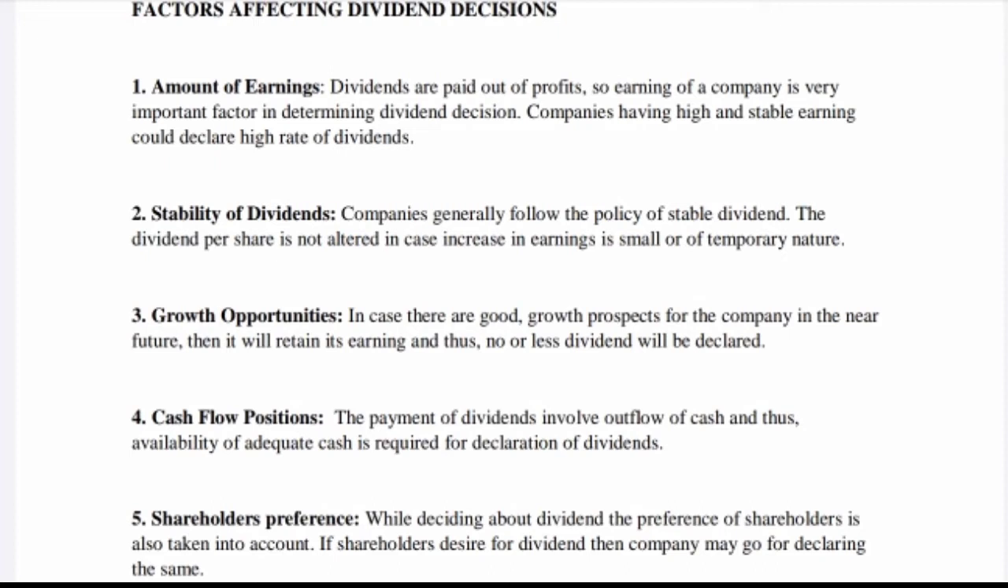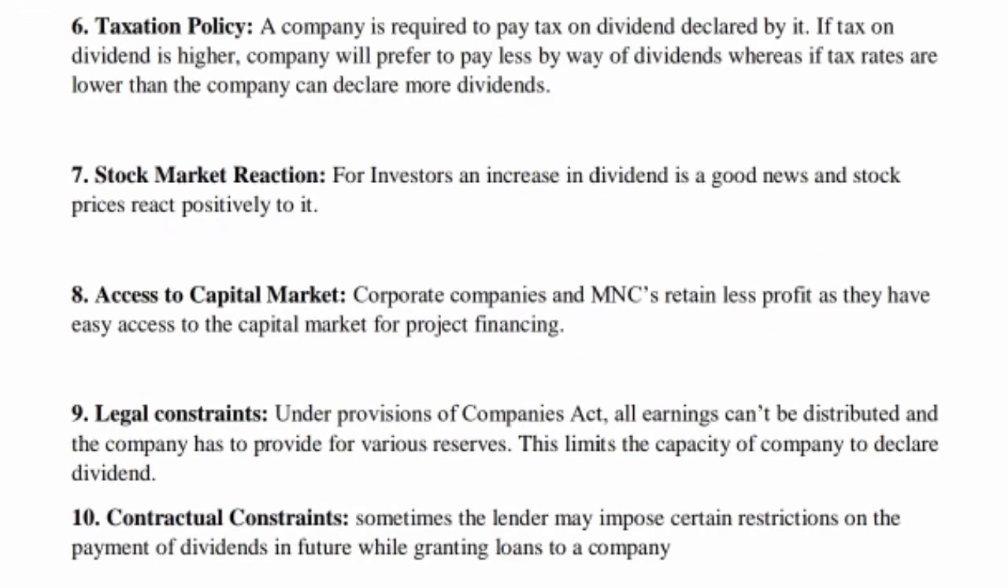4. Cash flow position. The payment of dividends involves outflow of cash and thus availability of adequate cash is required for declaration of dividends. 5. Shareholders' preference. While deciding about dividends, the preference of shareholders is also taken into account. If shareholders desire dividends, then the company may go for declaring the same. 6. Taxation policy. A company is required to pay tax on dividends declared by it. If the tax on dividends is higher, the company will prefer to pay less by way of dividends, whereas if tax rates are lower, then the company can declare more dividends.